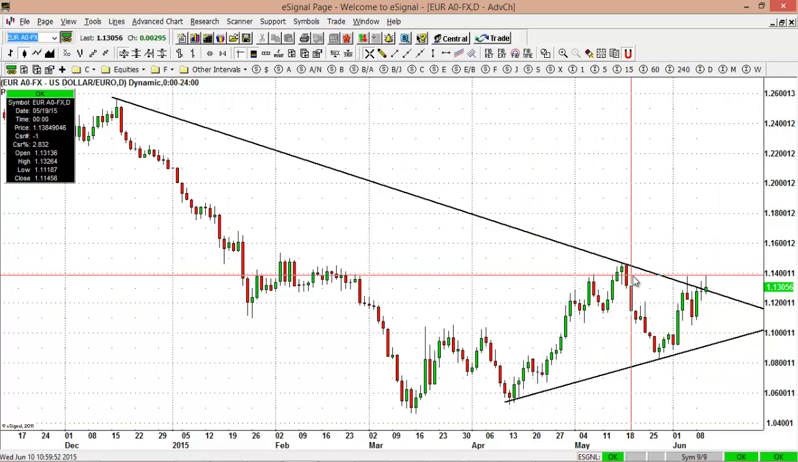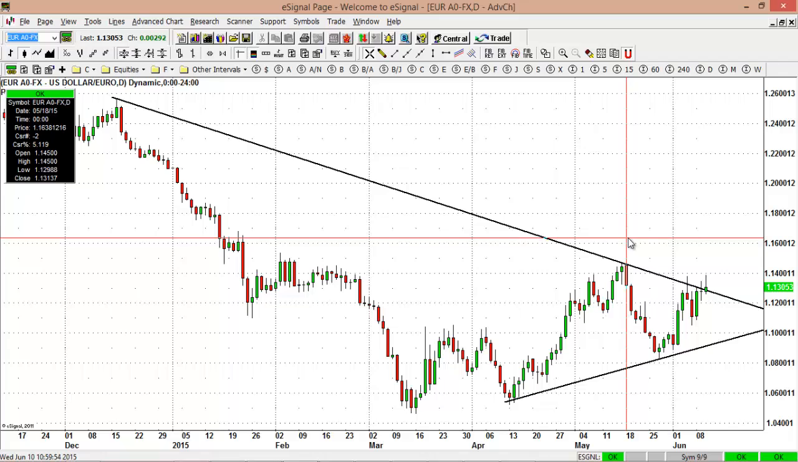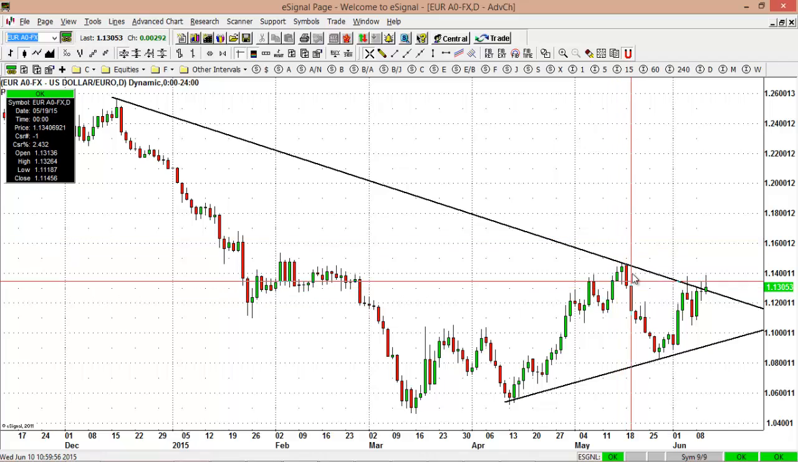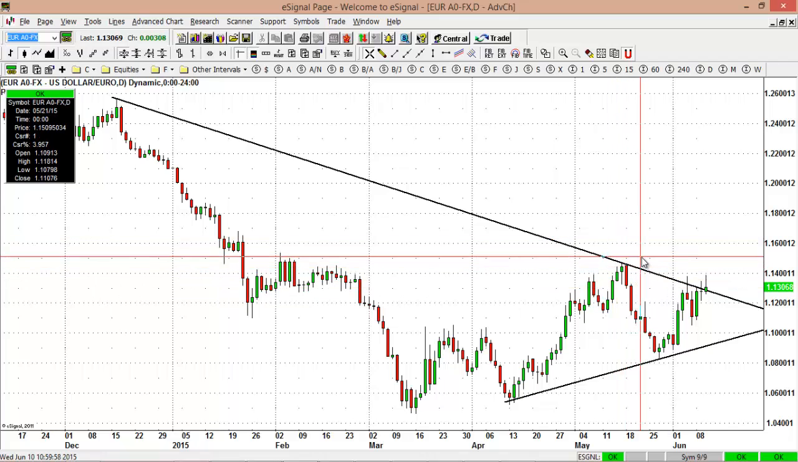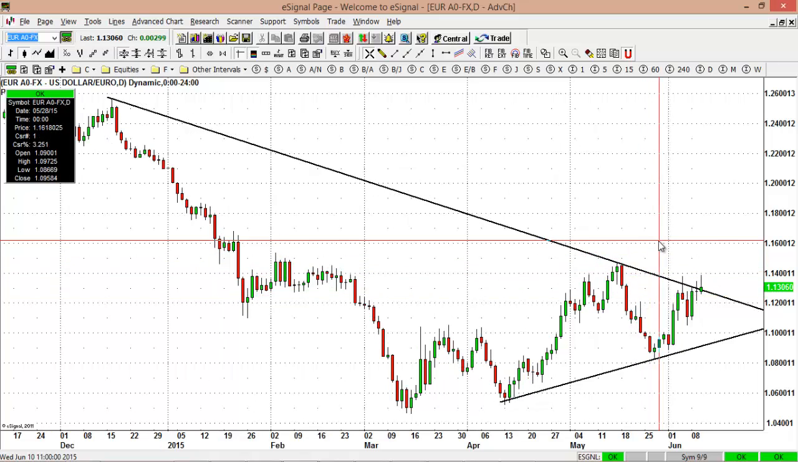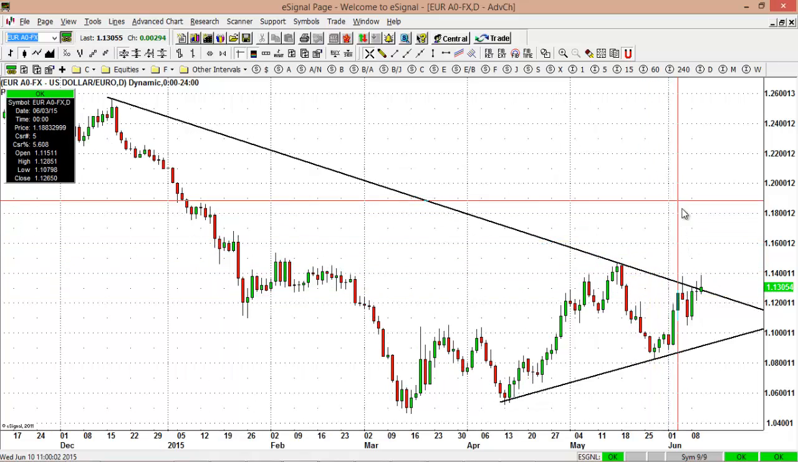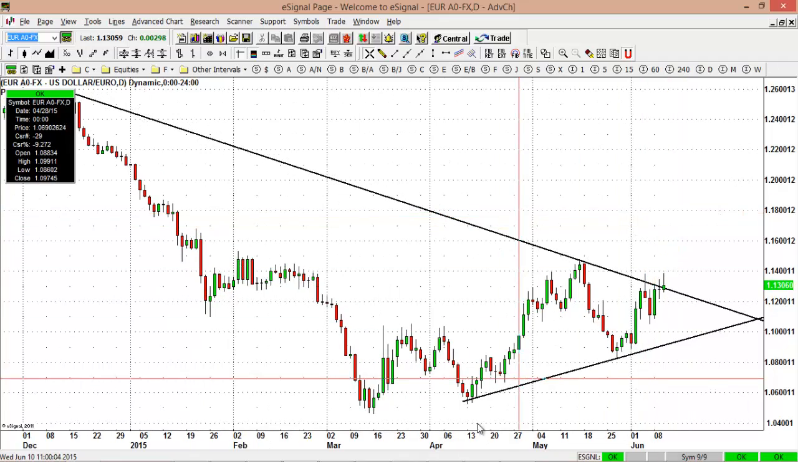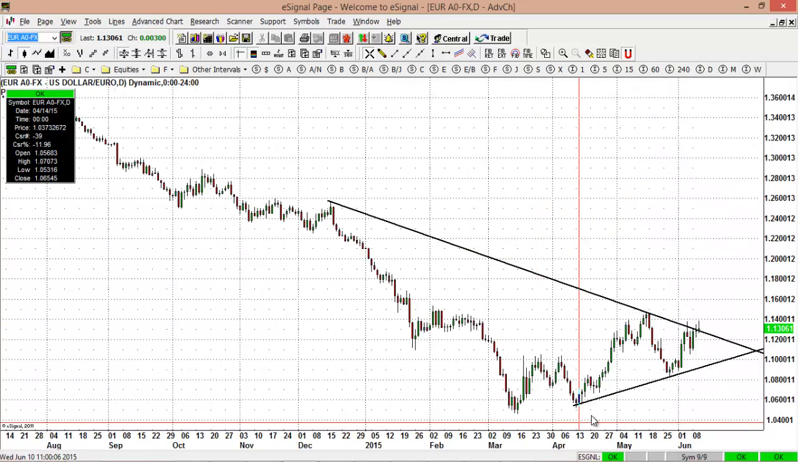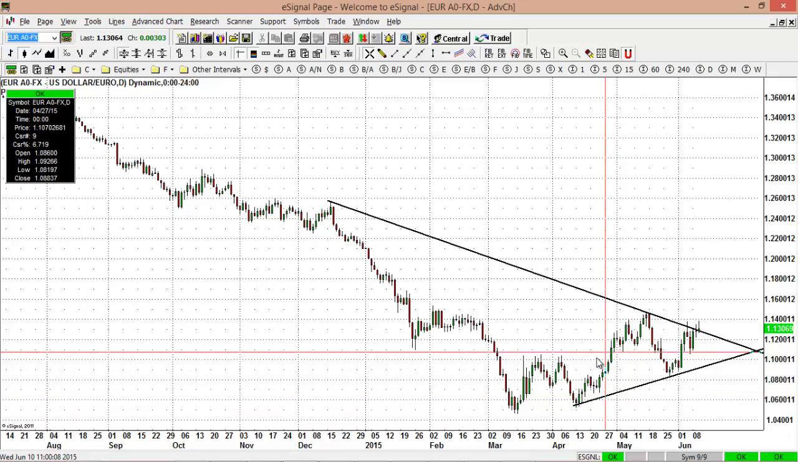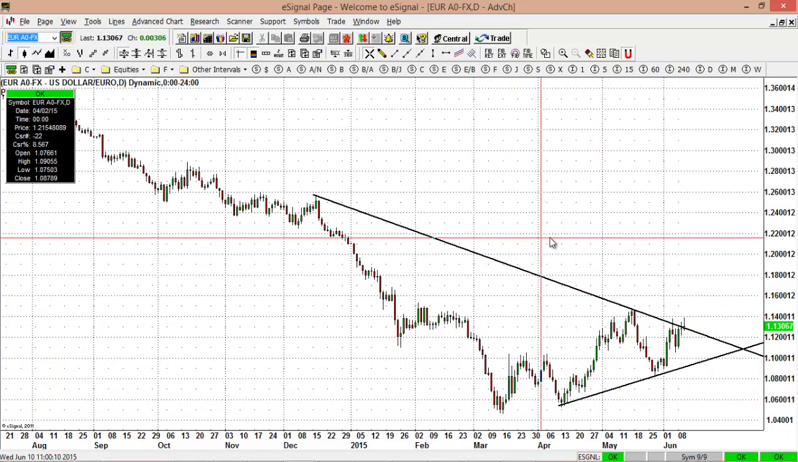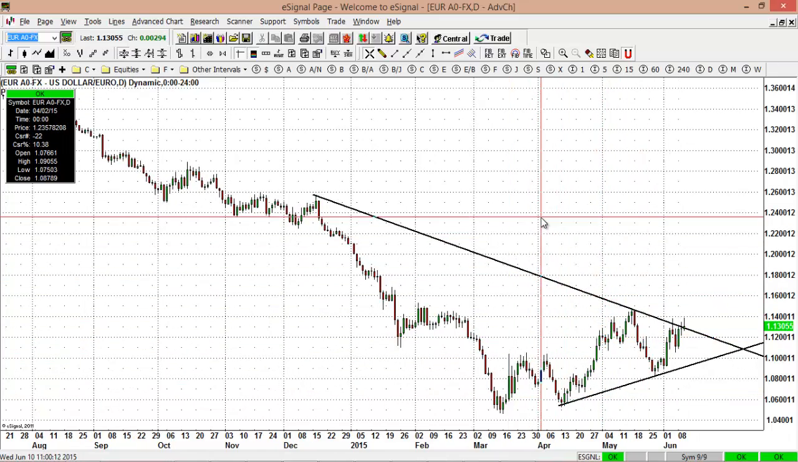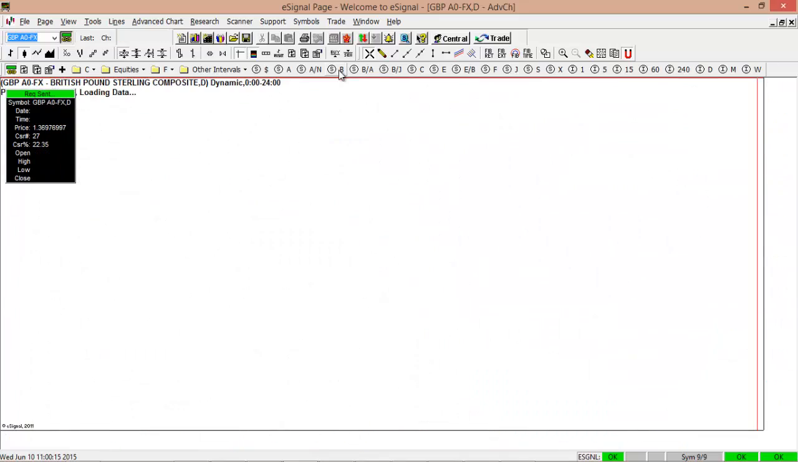A close above 114 and a close above 114.50 specifically will open up the upside, and we could see a test of the 116 and even a move up to the 118 on the euro. So a lot of what will happen with the euro is dependent on the break of this triangular consolidation.